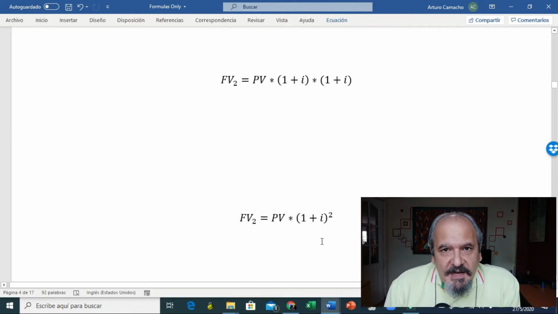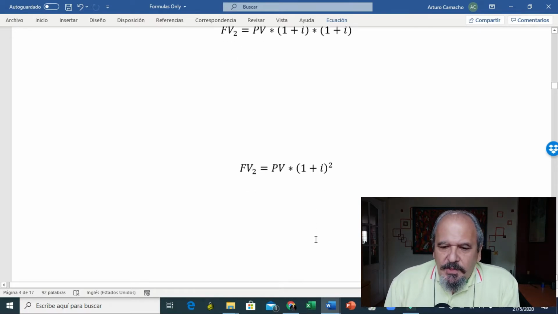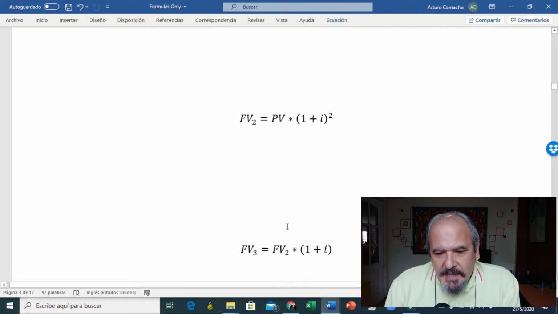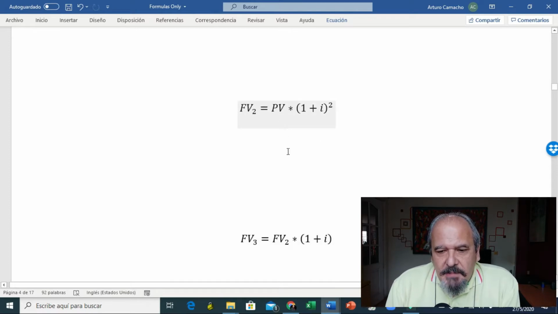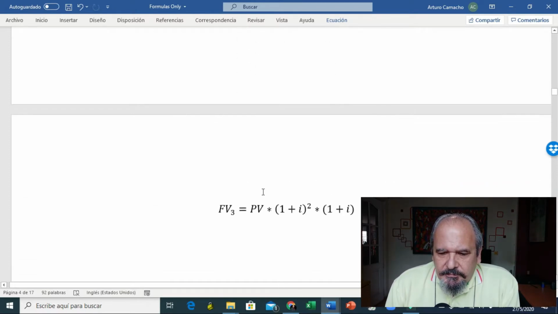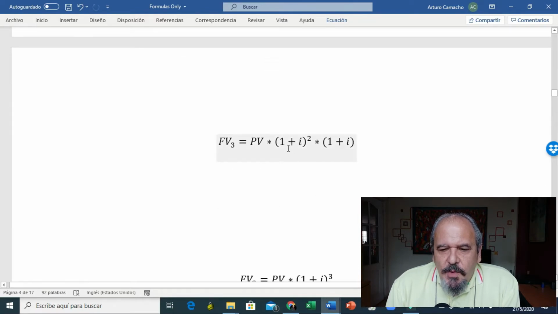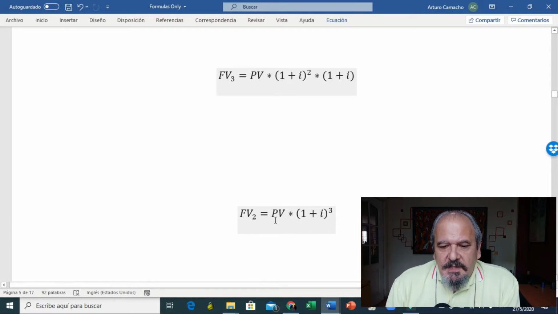Thus, the future value after 2 years. When we do that in the third year, we will use this present value times 1 plus i squared as the base value or the principal value of our third year calculation. So we have 1 plus i squared times present value right here, which transforms then to 1 plus i squared times 1 plus i, which at the end is going to be present value times 1 plus i cubed.